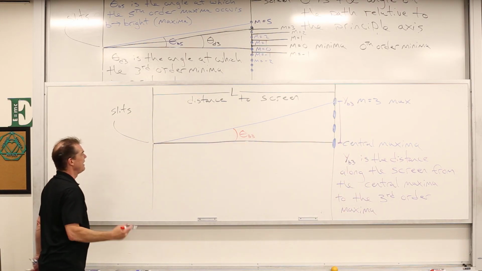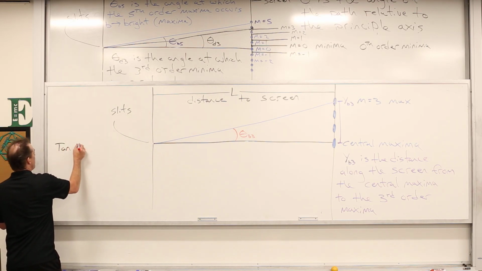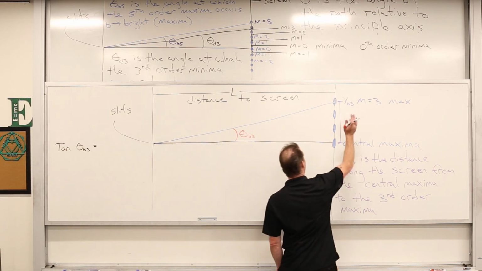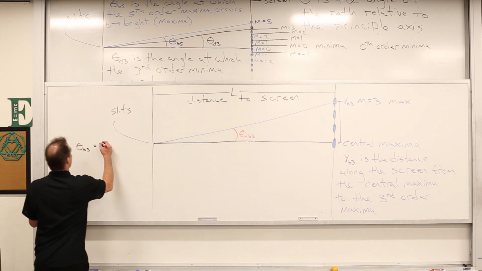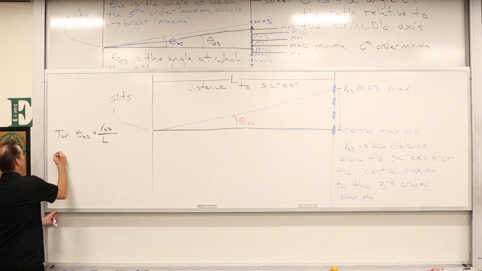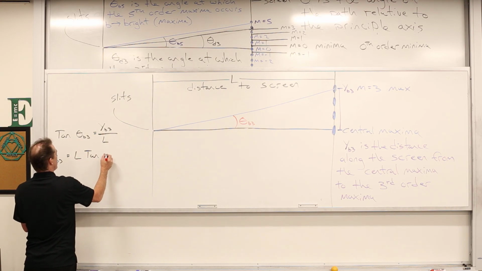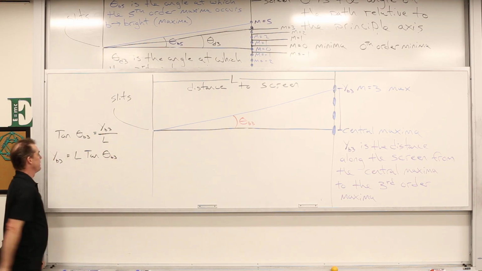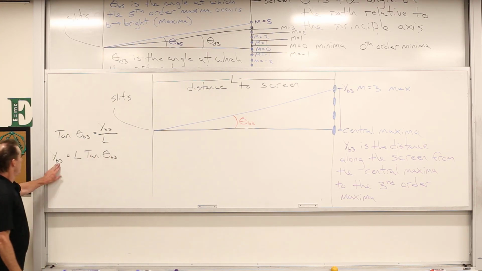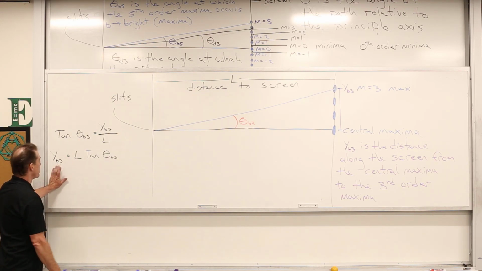So what can we do with that? We've got a nice tangent going on. We can say that the tangent of theta B3 is equal to opposite over adjacent. We've got YB3 divided by L, or YB3 is equal to L times the tangent of theta B3. There we go. There's the distance that the third order maxima is from the central maxima.